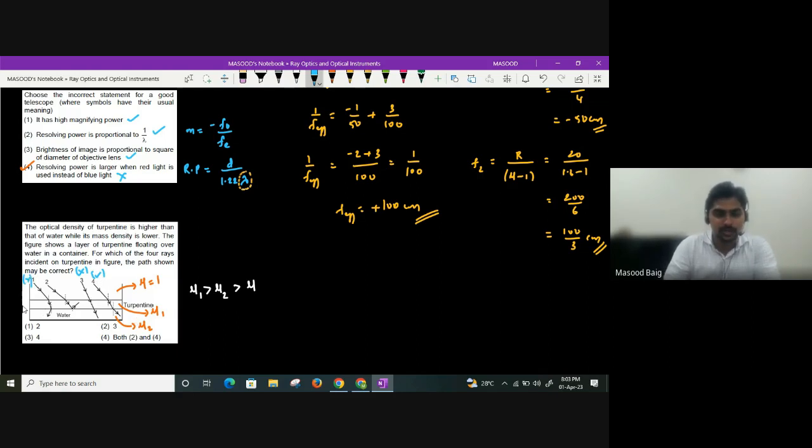First one will be correct when this material has negative refractive index, guys. There will be materials which have negative refractive index, but as far as NEET is concerned, we don't talk about negative refractive index again. Now, can second one be correct? You should tell me. Can second one be correct?